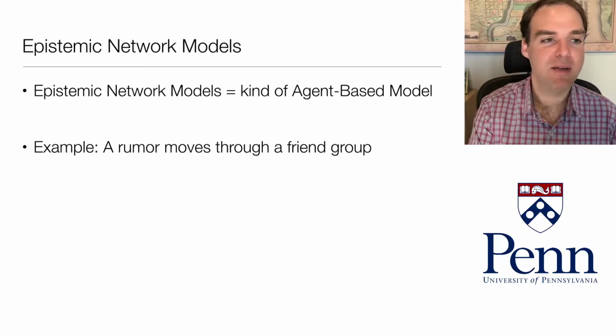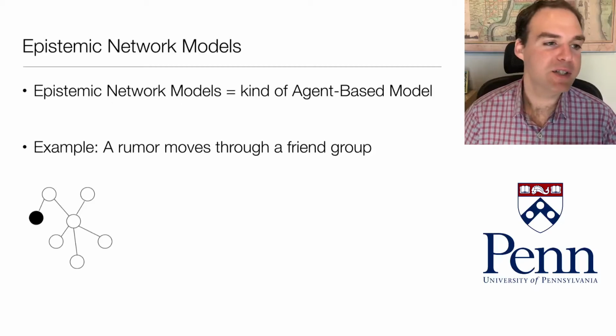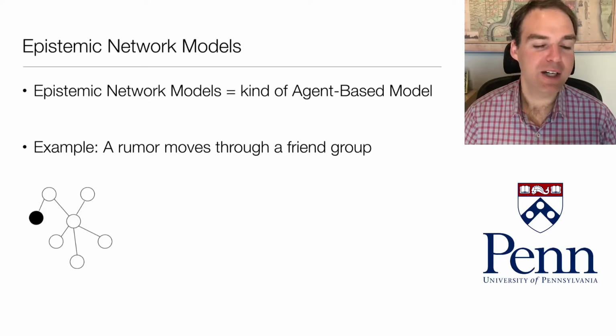So let's look at an example of a rumor moving through a group of friends. Imagine Sally wants to start a rumor, and here's Sally and the friend group that she's part of. On the graph here, we see Sally on the left. She's the black node, and the black node here is the node that has the rumor. The white nodes don't have the rumor.